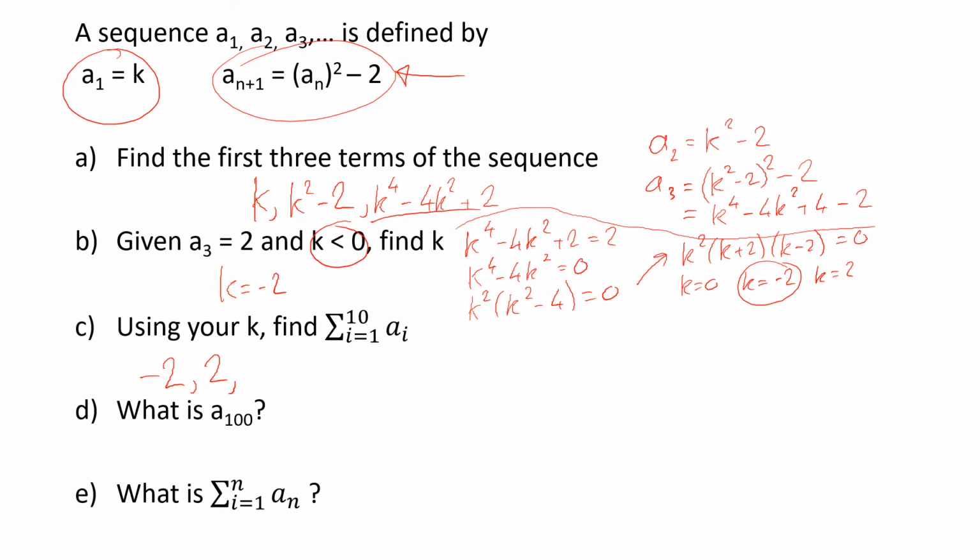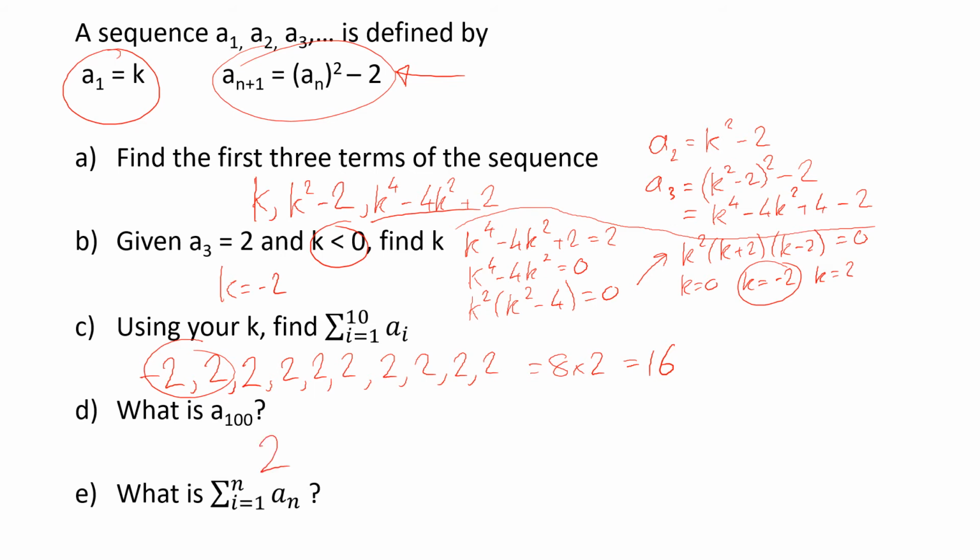2 squared take away 2 is 2 again. And it's 2 again, and it's 2 again. After our initial term, everything else is just 2. So if we wanted to add up the first 10 terms here, well, 1, 2, 3, 4, 5, 6, 7, 8, 9, 10. Those two will cancel out with each other, and we'll just be doing 8 lots of 2. Our sum for our first 10 terms is just 16. What is a100? Well, that's the 100th term in our sequence, and we know it just repeats the number 2.